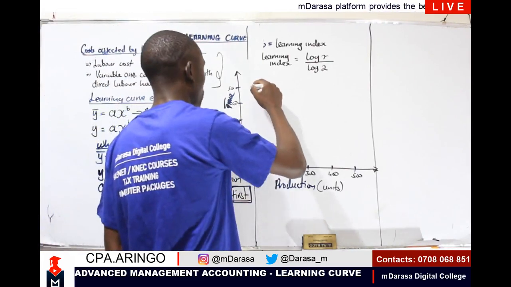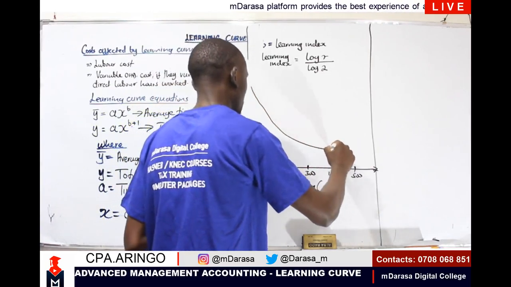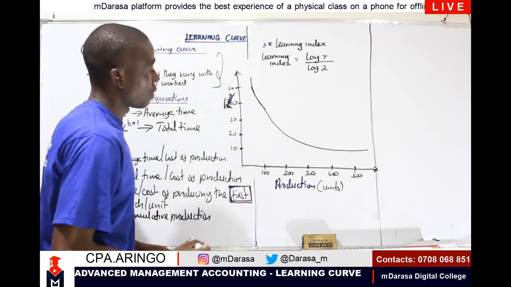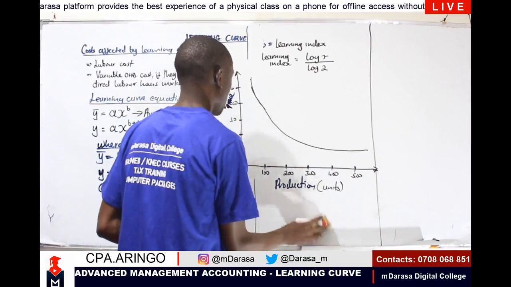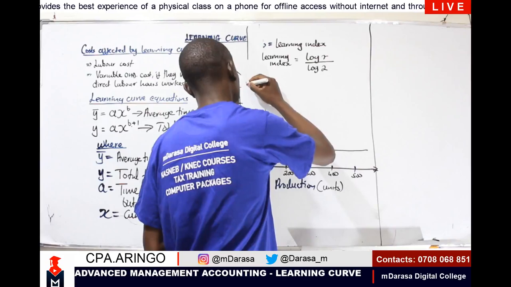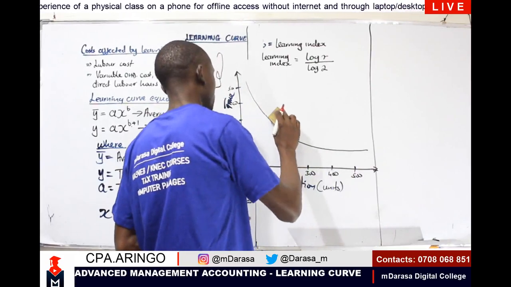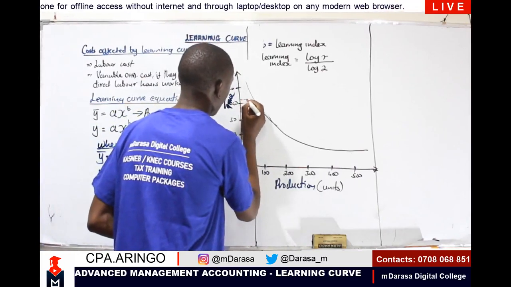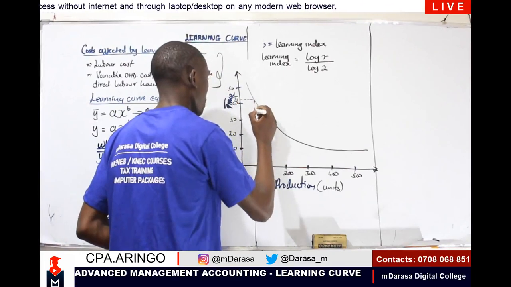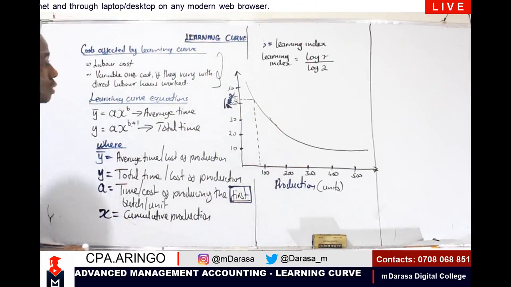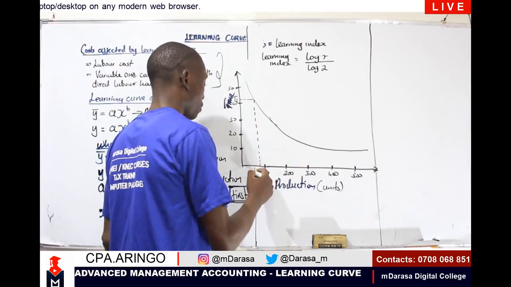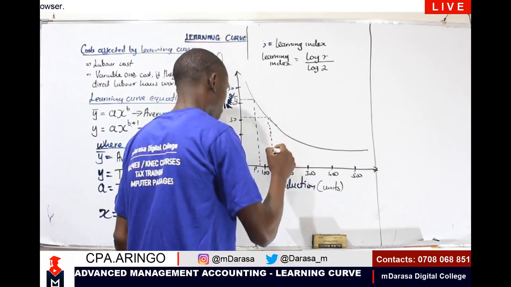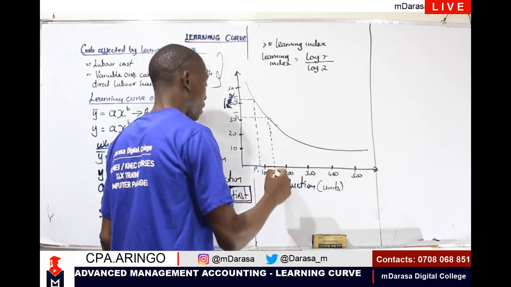And in this case, I should be talking of this curve here. Kindly check it out well. This is our curve. So looking at this curve, this is what will be happening. Term this as our T1, top of our P1 production, P1, right? Then you should take this component here, T2 and P2.